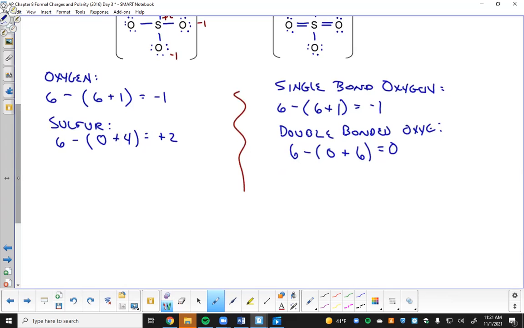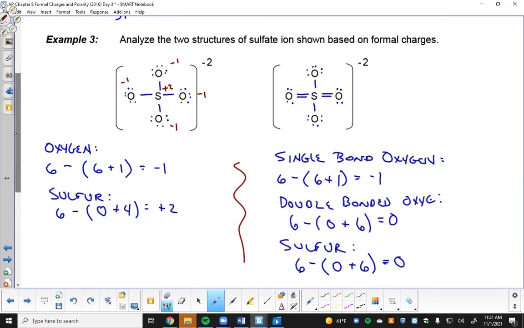And if you do the sulfur, you have 6 valence electrons that are brought in. You have 0 lone pairs. And again, you would also do one half of 12, put that to 0. Means you could have 0, 0, 0, negative 1. Based on electroneutrality, this one's closer to 0. Adds up to negative 2. Technically, that's the better structure. And by the way, it resonates.